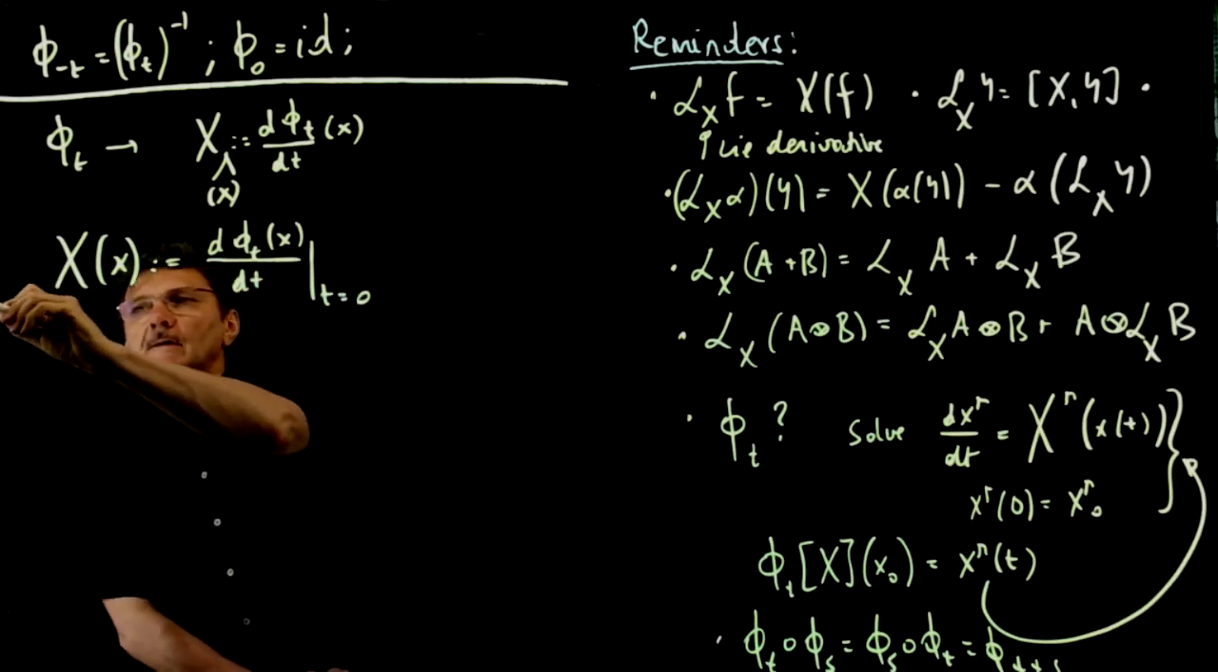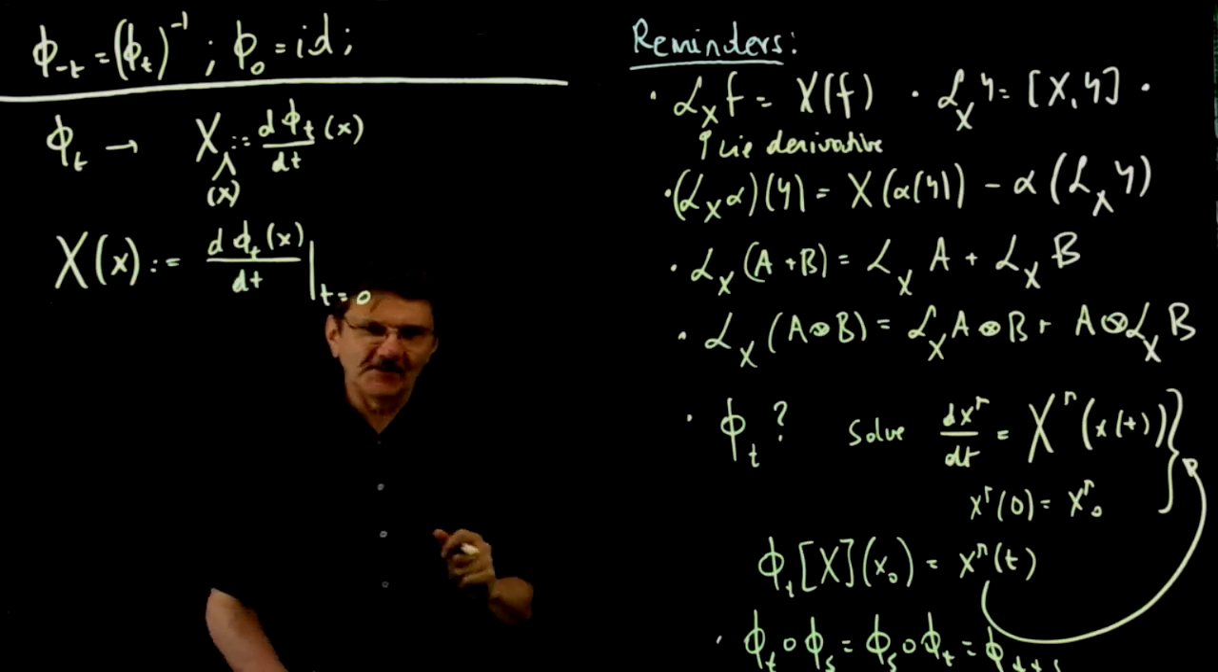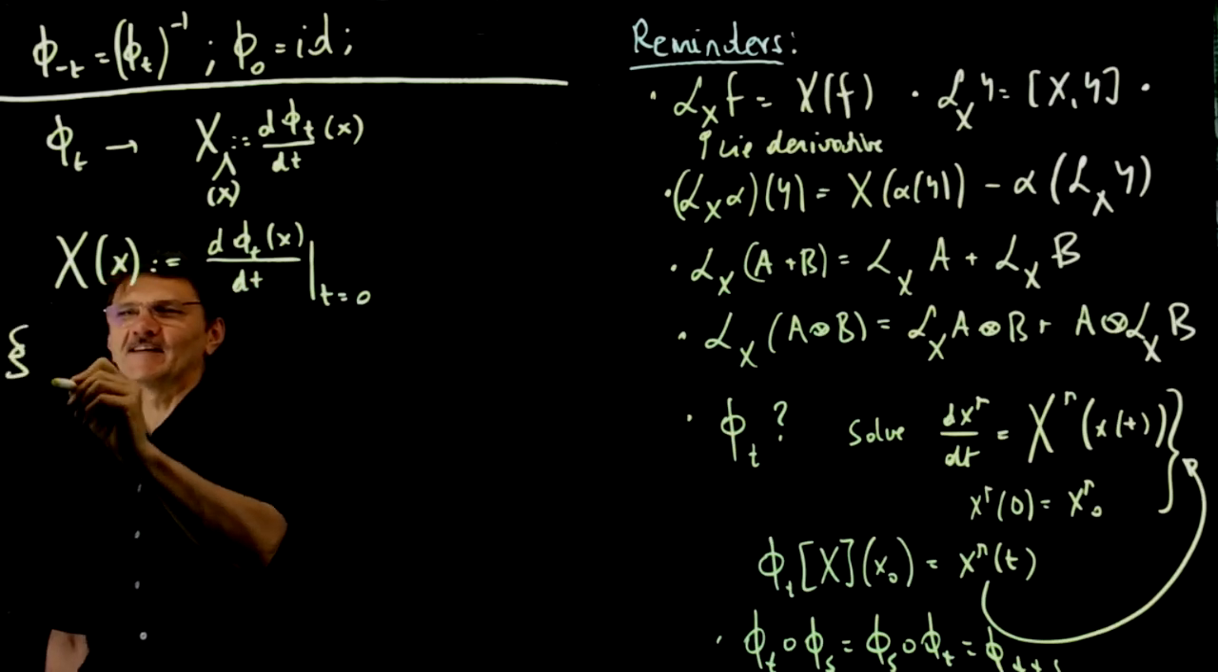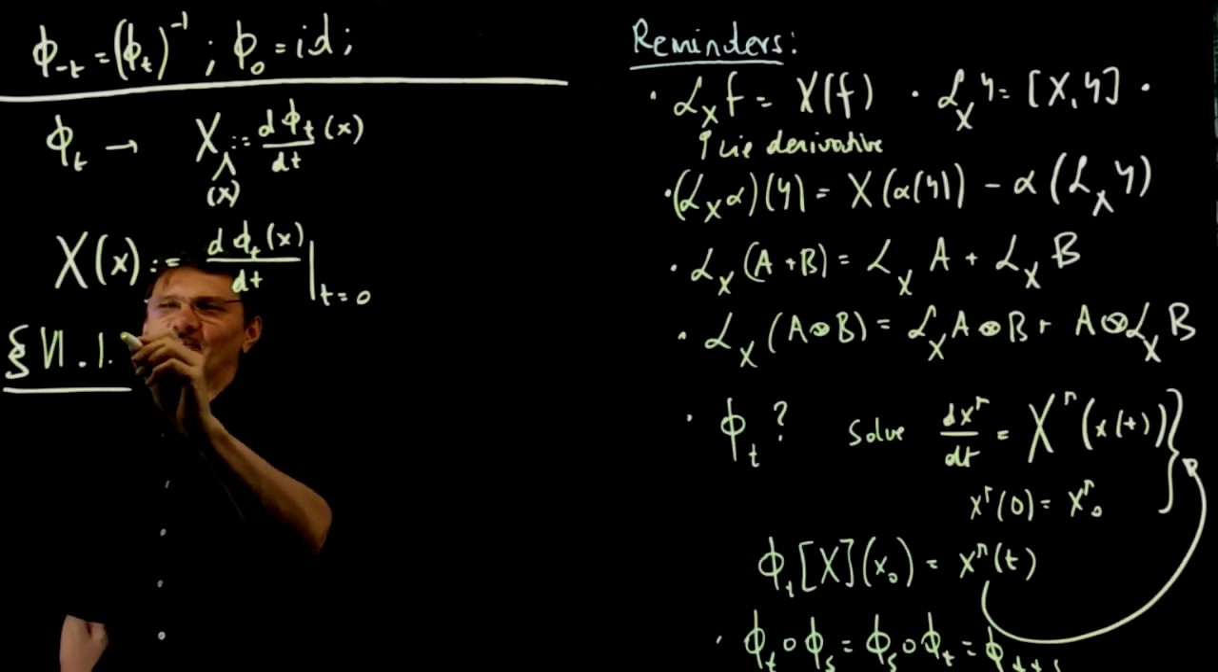So I will need Eva's help. So this is paragraph something point something. 6.1.2 was the last. So I don't know if you want 1.3 or 1.2. Yeah, 1.3. So transporting fields.